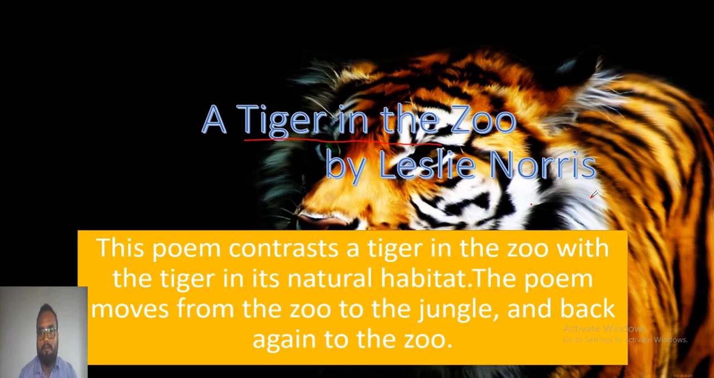So in this poem, the poet Leslie Norris has compared two tigers. Once again, I want to say that the tiger symbolizes all wildlife, and here the poet has compared two tigers: the tiger in its natural habitat, that is forest, jungle, and another tiger which is in the zoo. He has compared the condition and the activities of the tiger in both environments.